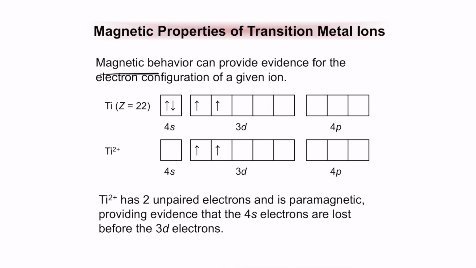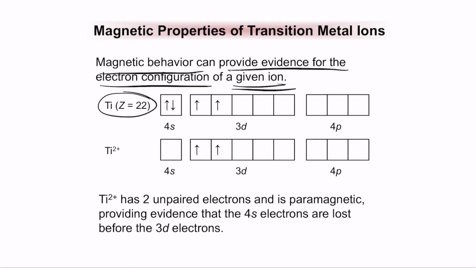So magnetic behavior can provide evidence of the electronic configuration of a given ion. Now let's take a look at titanium. Titanium has an atomic number of 22, so it has 2 electrons in the 4s orbital and 2 electrons in the 3d orbital. Notice that it is argon 4s2 3d2. So this is the condensed configuration for titanium.